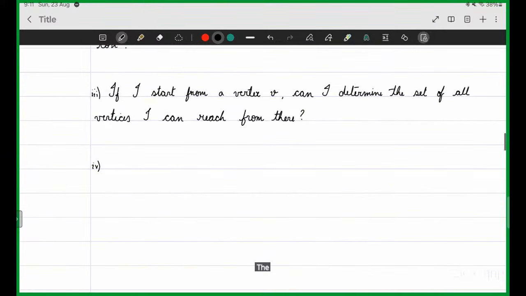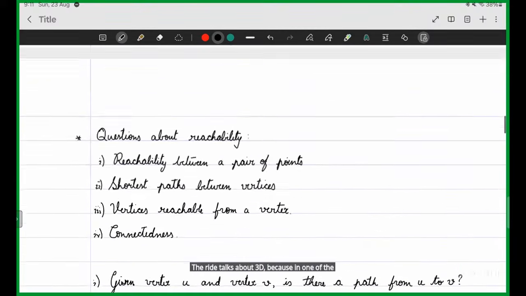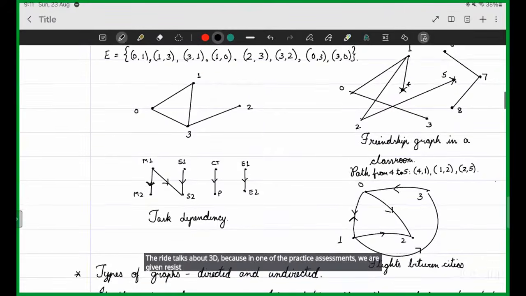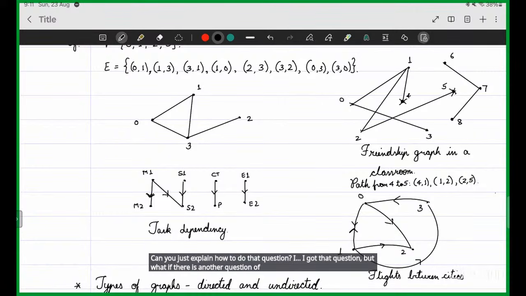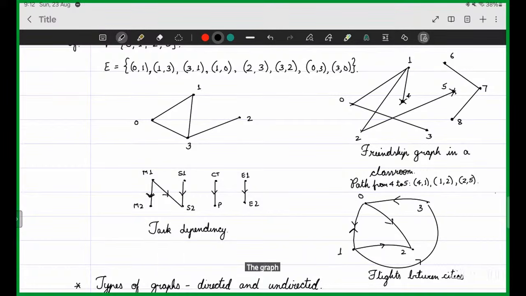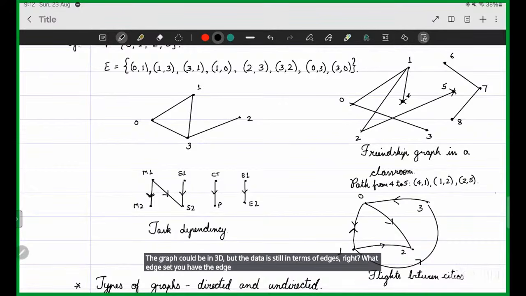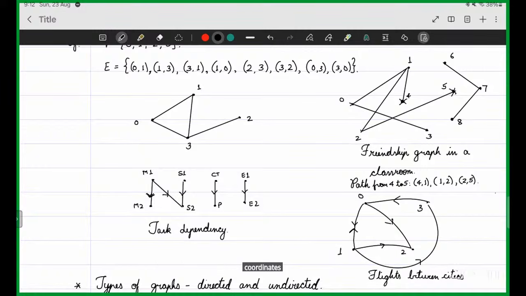Sir, I talked about 3D because in one of the practice assignments we are given resistor questions where there is a cubic array of resistors. Can you just explain how to do that question? I got that question, but what if there is another question of that type? The graph could be in 3D, but the data is still in terms of edges, right? What edge set you have. The edge set is just a set of tuples, coordinates of the form A comma B.